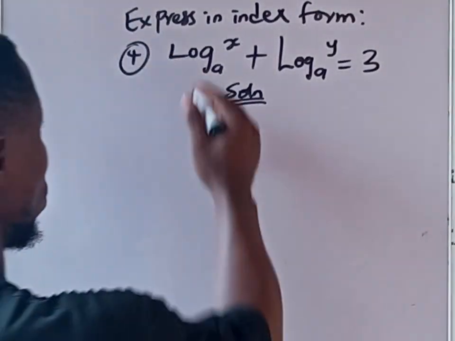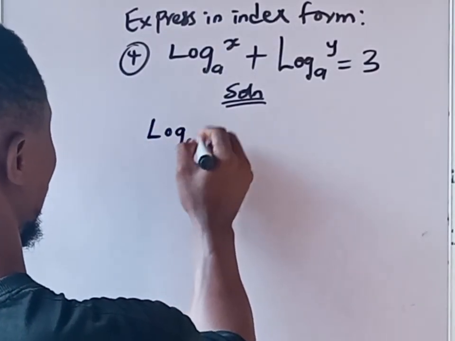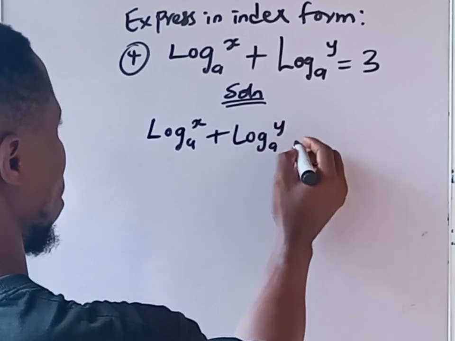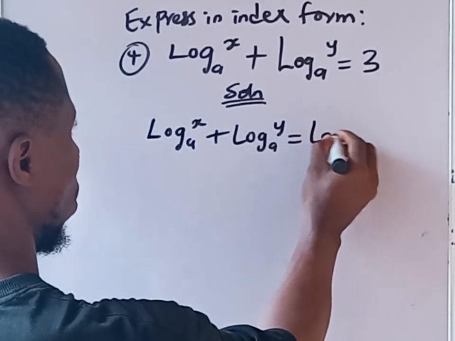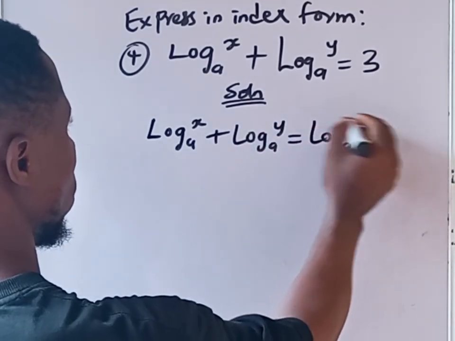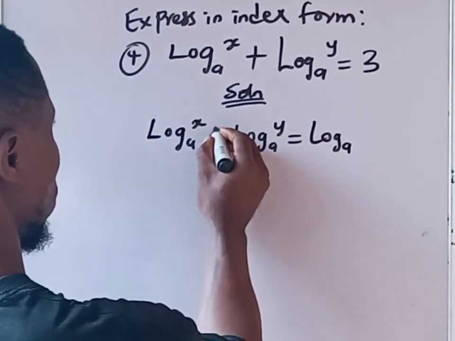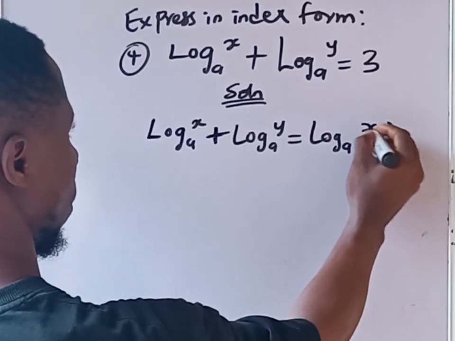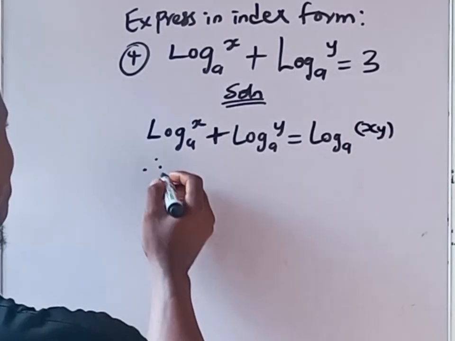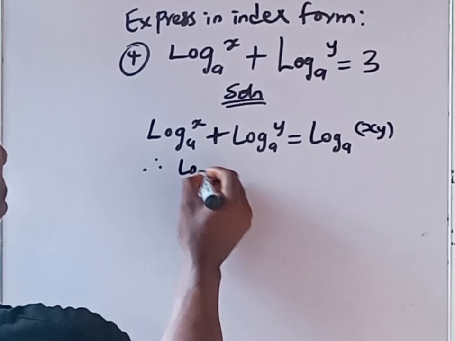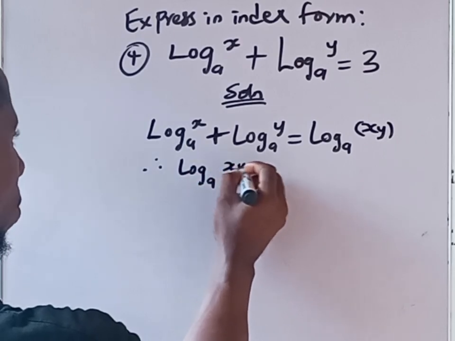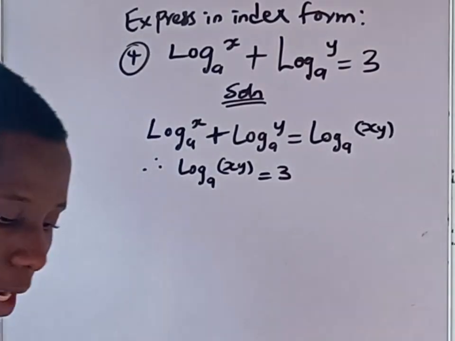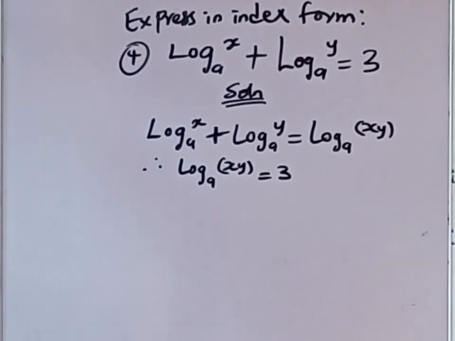All right. So, log a raised to the power of x plus log a raised to the power of y is equal to log a. This will multiply, because when there's addition here, the power will multiply. So here will be xy. Therefore, we have log a xy, which is equal to what? 3. All right.